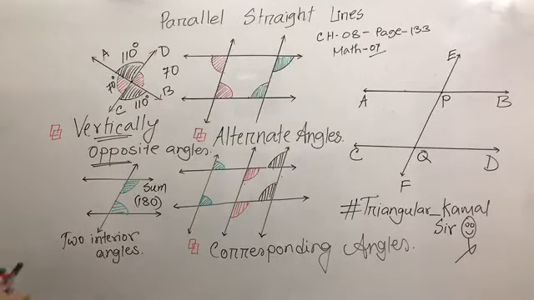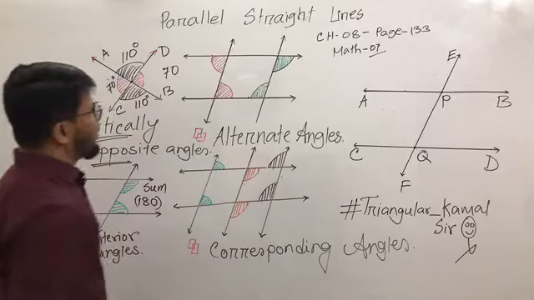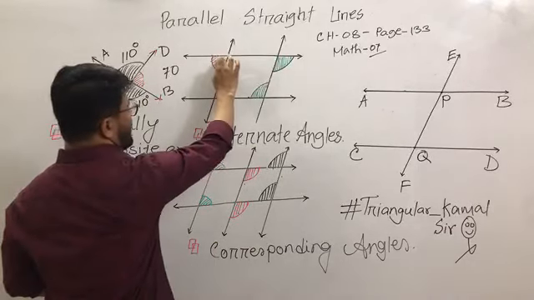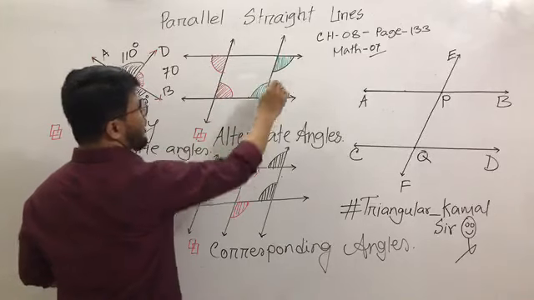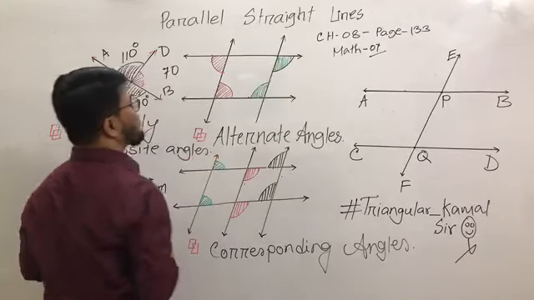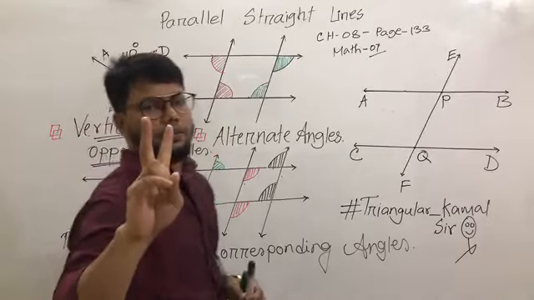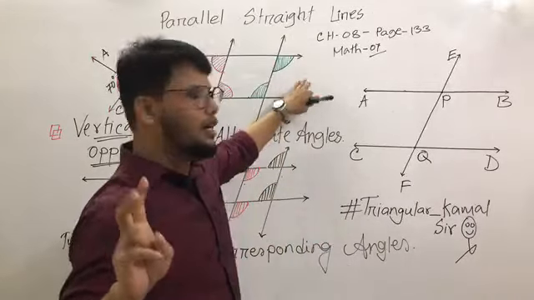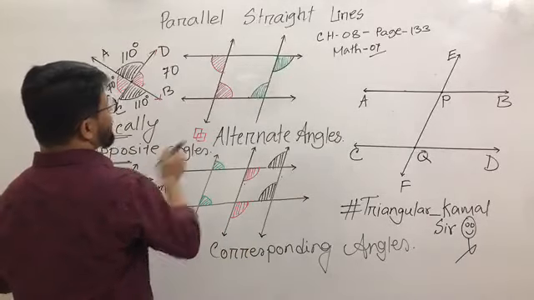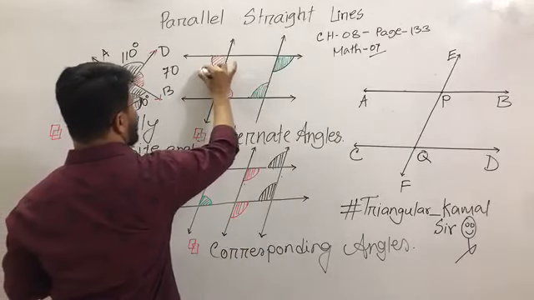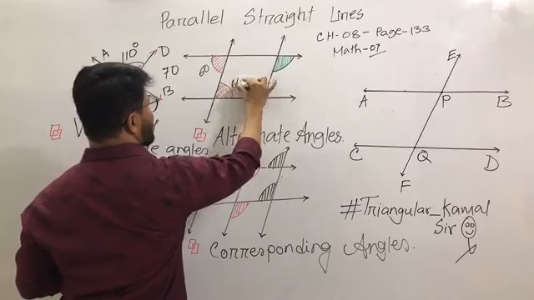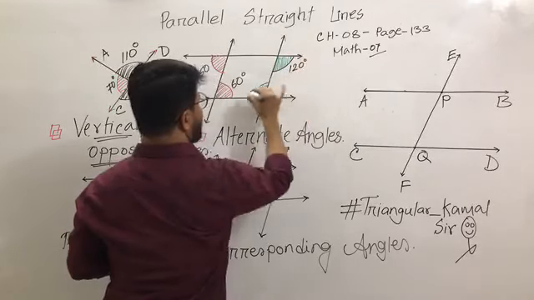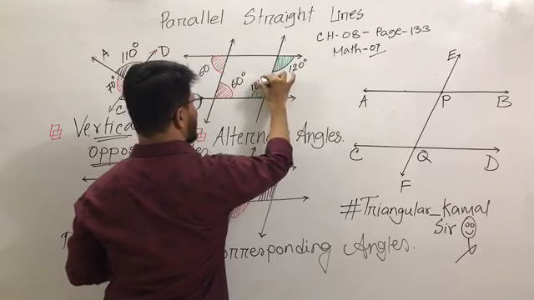Now give attention to the alternate angles. How many pairs of alternate angles do you see here? This red color is one pair, and this green color is another pair. So there are two pairs of alternate angles in parallel lines. The first one, if this angle is 60 degrees, this one will be 60 degrees. If this angle is 120 degrees, this angle will be 120 degrees.